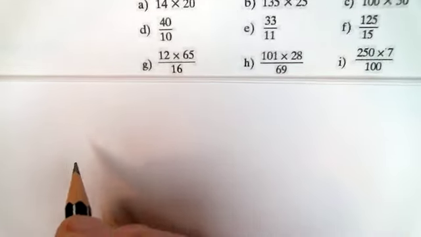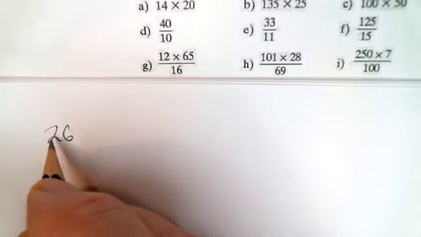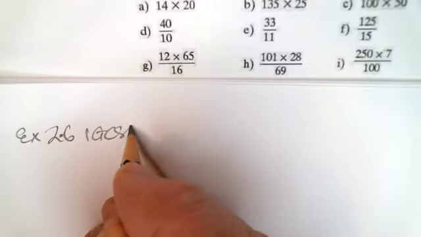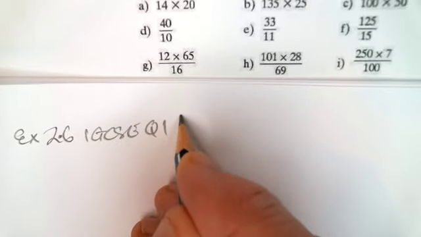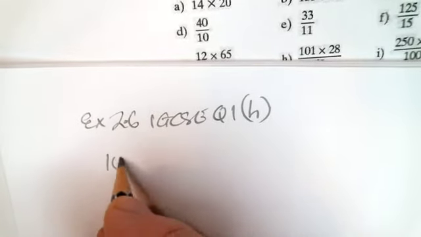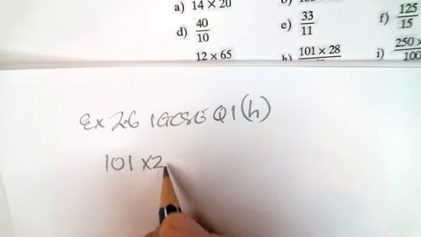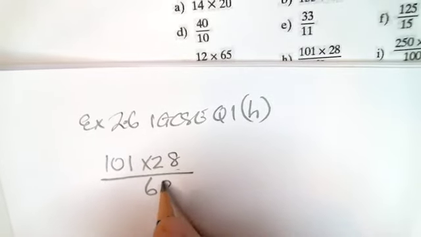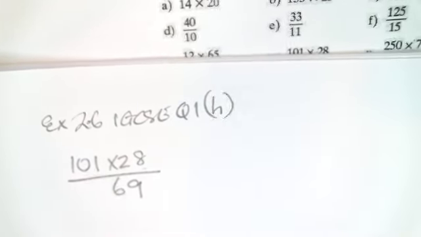So we've got 2.6, it's x plus 2.6. It's the IGCSE, question 1, I'm going to do the H, here we go. So it's 101 times 28 all over 69.